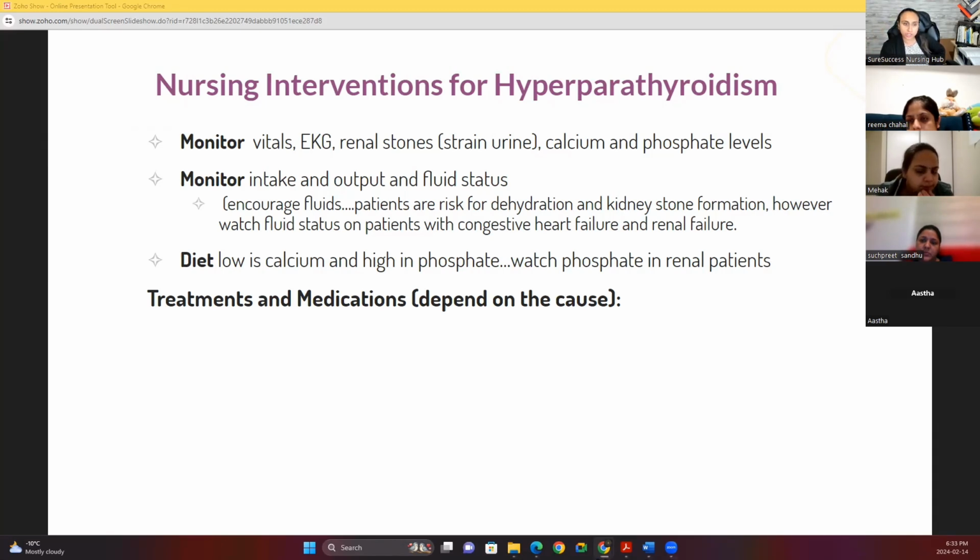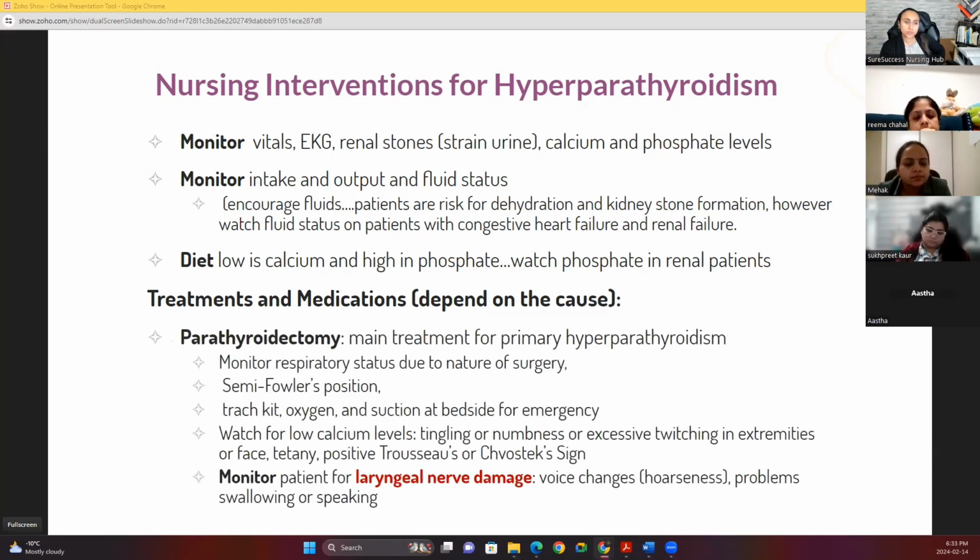And we will give teaching to the patient. First of all, the treatment depends on the cause. If there is a cancer or anything, parathyroidectomy, removal of the parathyroid. And it is the same thing. The parathyroid is also in the neck, so oxygen, airway, every single thing is there. And in case during the surgery the doctor has manipulated the laryngeal nerve, the patient can have voice changes, hoarseness of voice, which means the larynx is being damaged. It can happen.